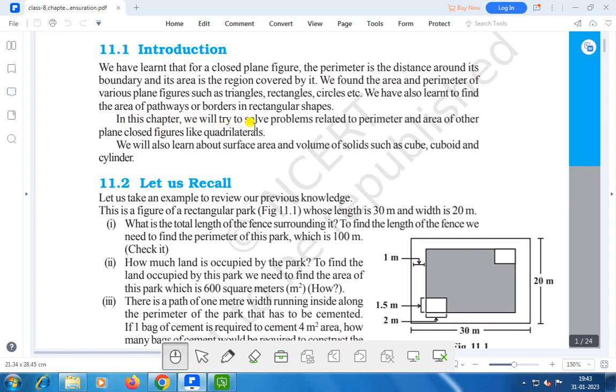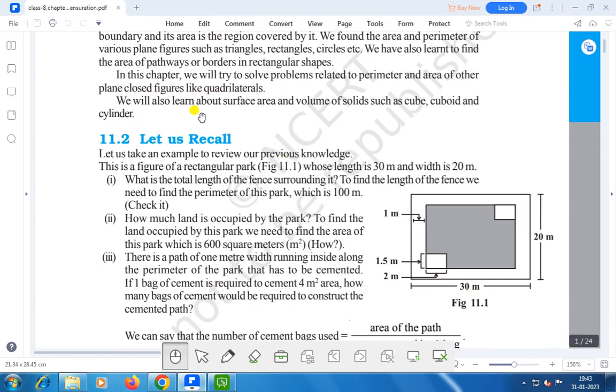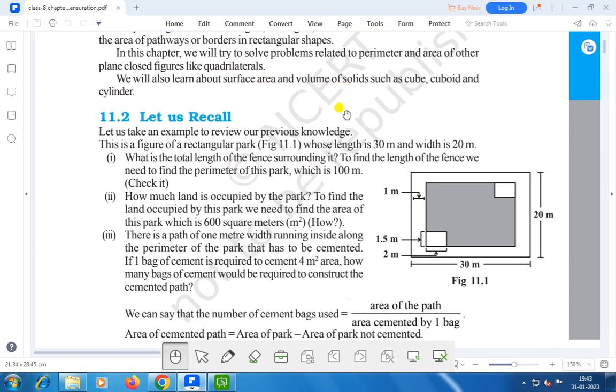In this chapter, we will try to solve problems related to perimeter and area of other plane closed figures like quadrilaterals. We will also learn about surface area and volume of solids such as cube, cuboid and cylinder.